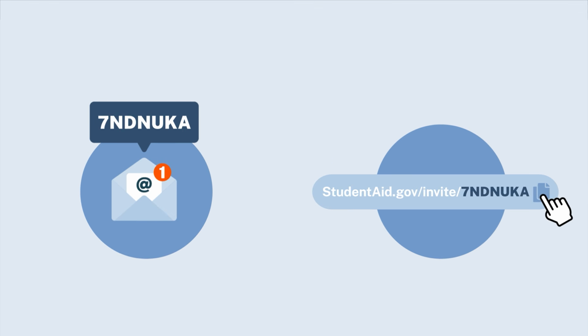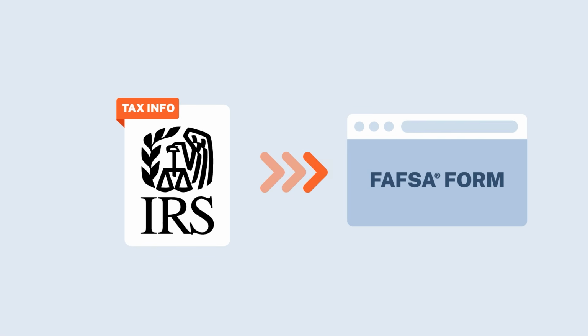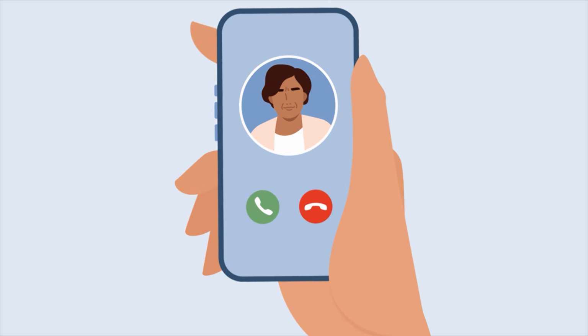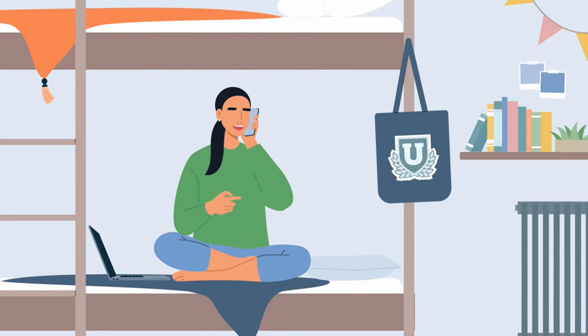Important tip: each contributor is required to have their own StudentAid.gov account, so make sure you and your contributors have each created your own account before starting the FAFSA form. Consent and approval to have federal tax information transferred directly from the IRS into the FAFSA form are also required for all contributors. If consent and approval are not provided, you will not be eligible for federal student aid. Have conversations with family members who may be identified as a contributor to make sure they understand their role and to avoid any issues when completing your FAFSA form.